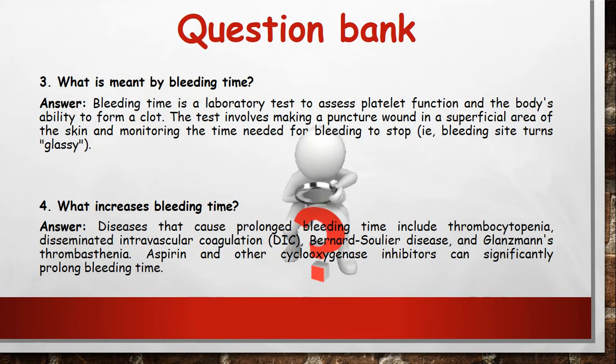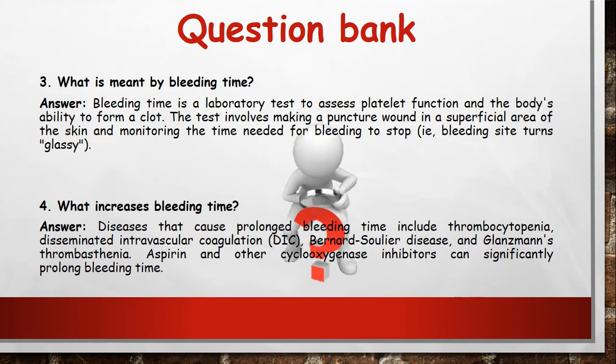Next question, what is meant by bleeding time? Answer is, bleeding time is a laboratory test to assess platelet function and the body's ability to form a clot. The test involves making a puncture wound in a superficial area of the skin and monitoring the time needed for bleeding to stop, that is, the bleeding site turns glazed.